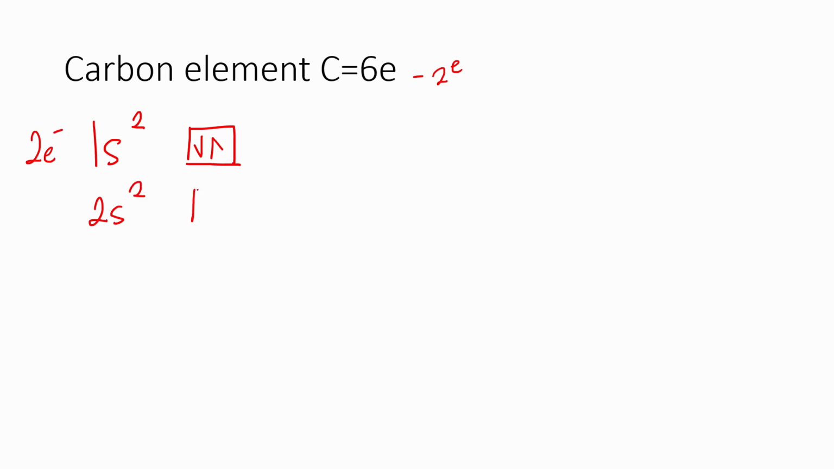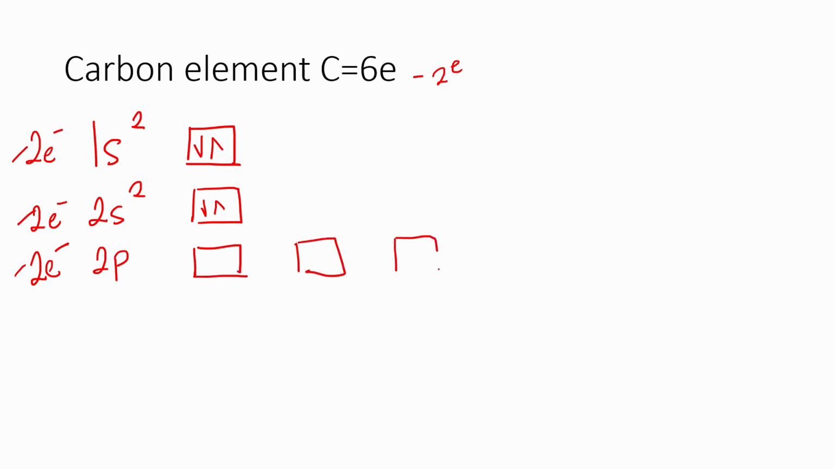2s2 is also completely filled. And finally, you have your 2p. In this case, how many electrons are left? You have 2 here, 2 here. So you only need 2 more electrons for you to have 6. 2p, p can accommodate 3 orbitals.